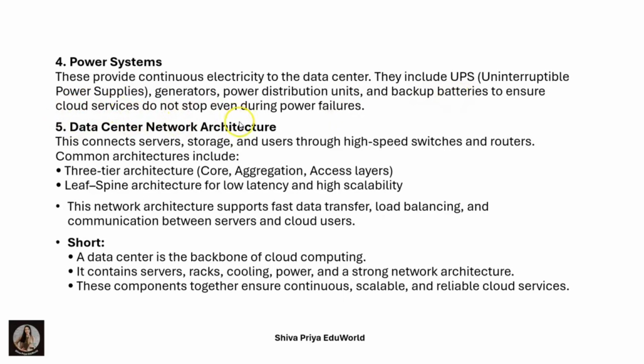And the data center network architecture, here it connects the servers, storage devices, and users through high-speed switches and routers. Clear? This is the data center network architecture. The common architecture includes three-tier architecture, that is core, aggregation, and access layer, and leaf-spine architecture for low latency and high scalability. This network architecture supports fast data transfer, load balancing, and communication between server and cloud users.